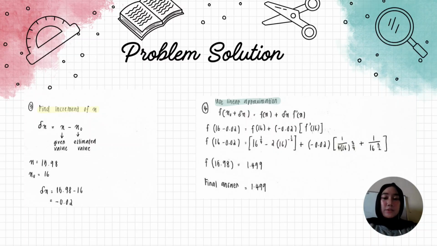First, we substitute our numbers to get f(16 minus 0.02) equals f(16) plus negative 0.02 multiplied by f prime 16. Next, we expand this by writing out the full functions with 16 plugged in. On the left, we have our original function, and on the right, we multiply negative 0.02 by our derivative function. Once we calculate all of this, it simplifies to f(15.98) equals 1.499, which is our final answer.